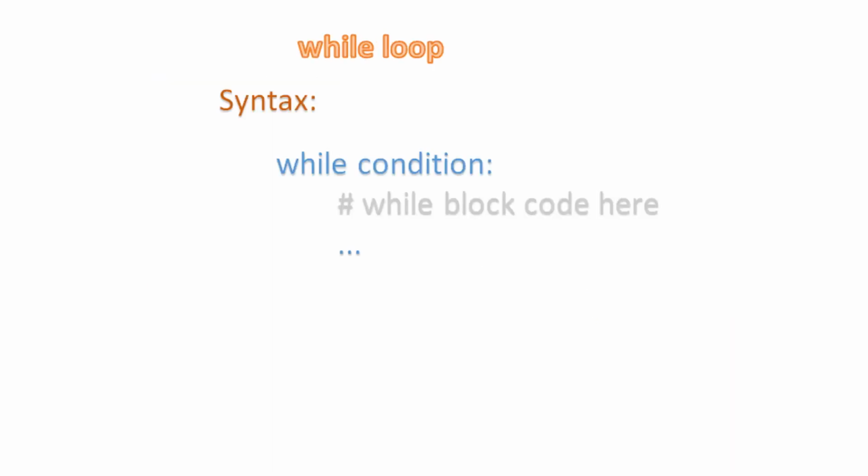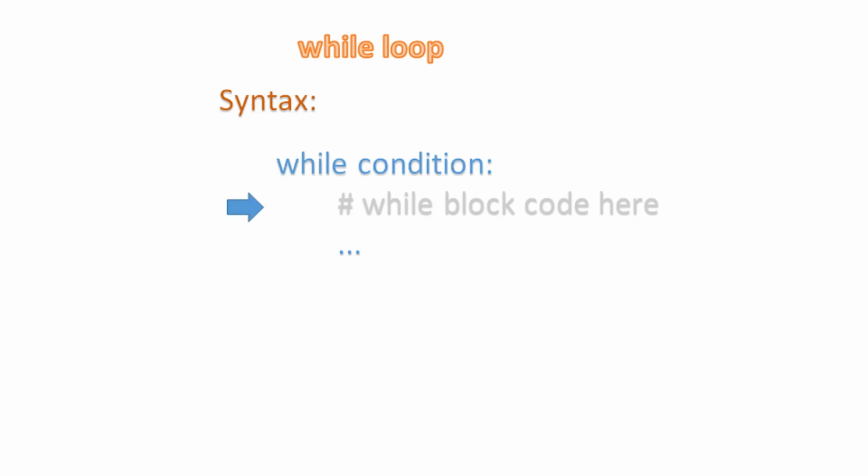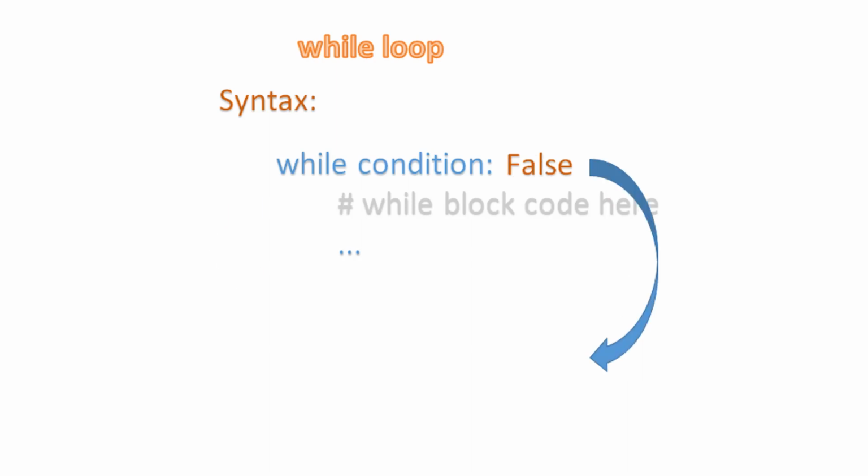This is the syntax of while loop. It starts with while keyword followed by a condition and a colon. A block of statements starts from a new line with 4-space indentation. While loop is used to execute a block of statements repeatedly until a given condition is true. And when the condition becomes false, it exits the loop.